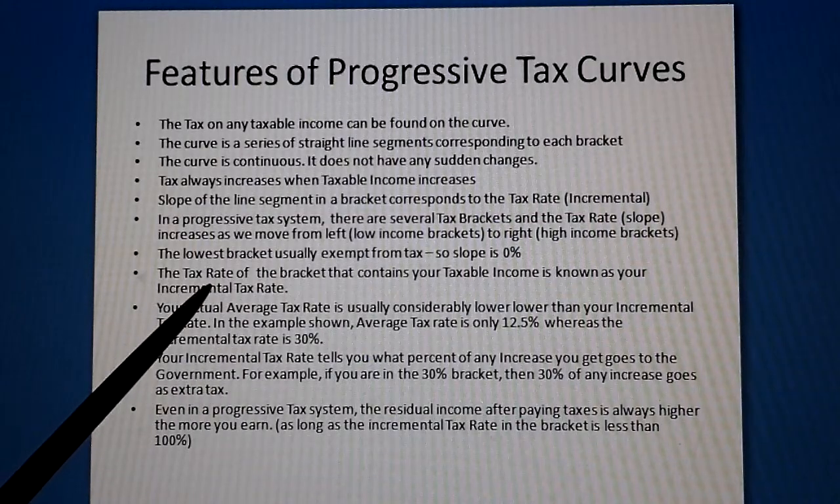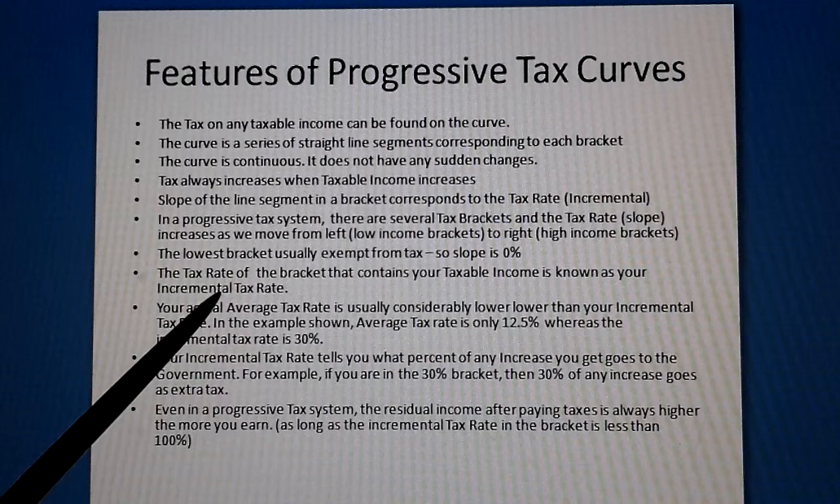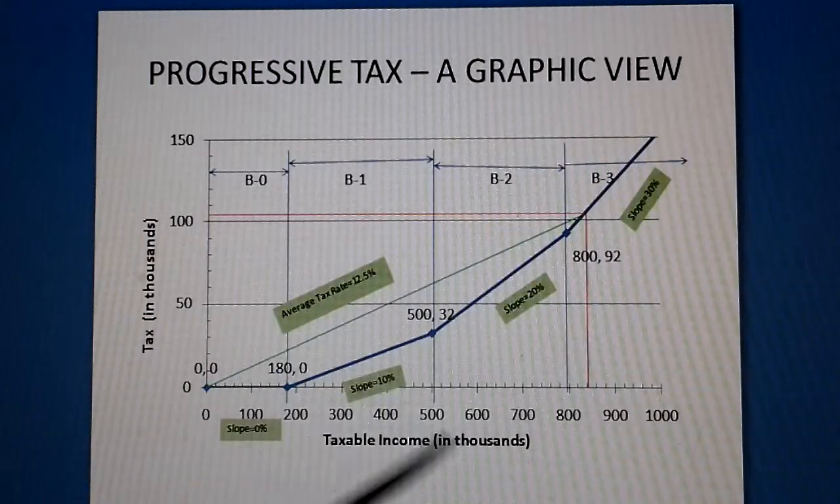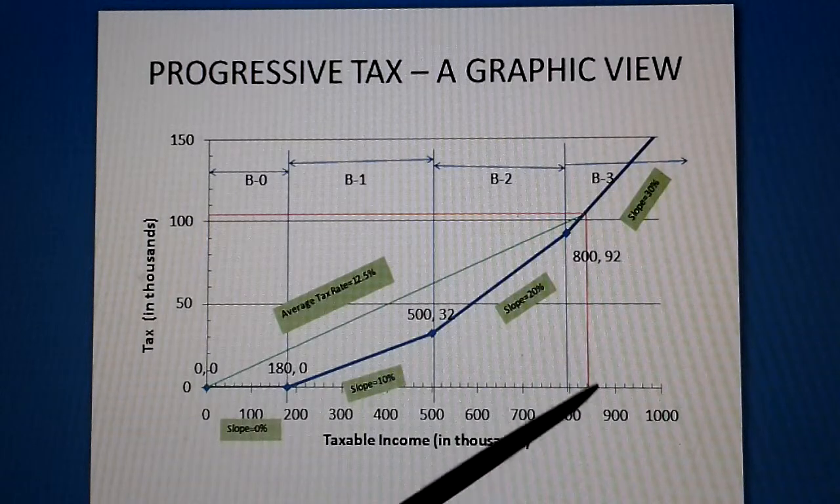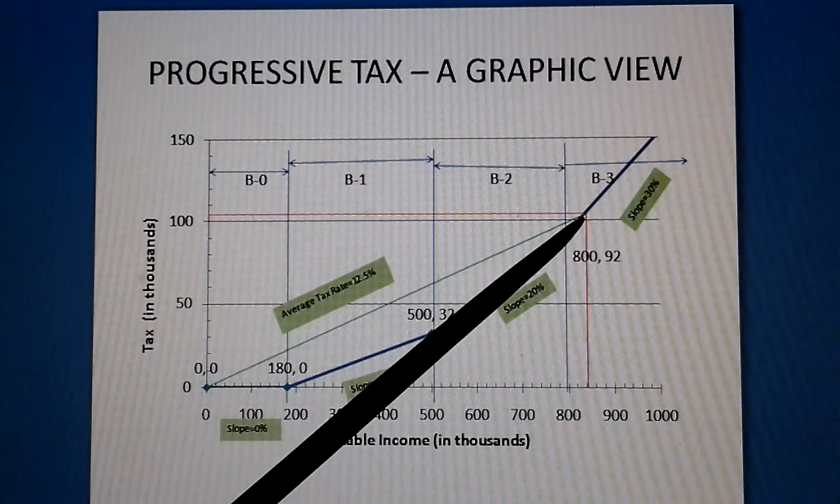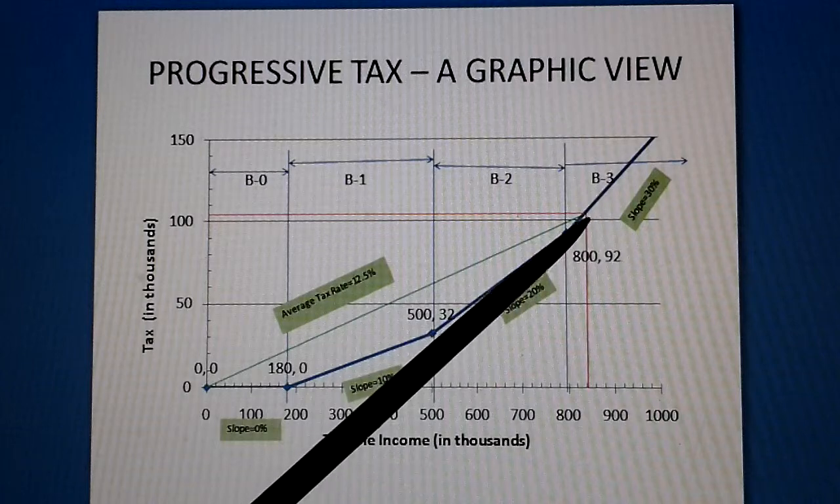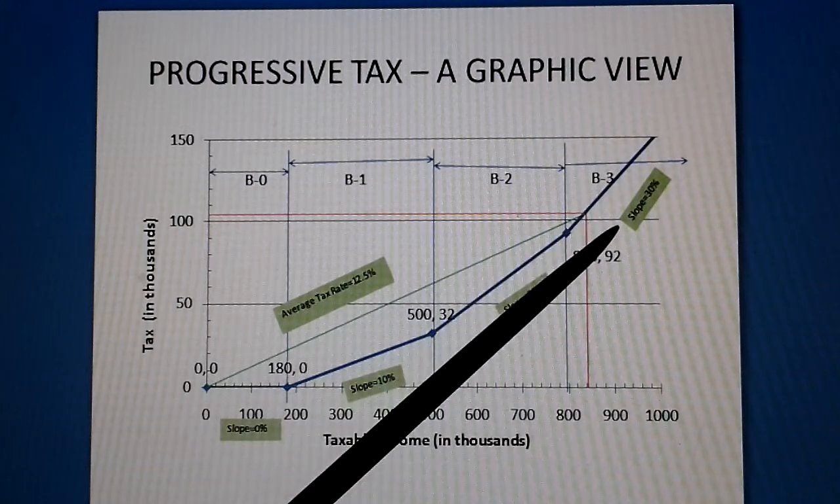The tax rate of the bracket that contains your taxable income is known as your incremental tax bracket. So if you had an income of 840, you'd go up here and say the slope of this line is 30%. So therefore, that's your incremental tax bracket, 30%.